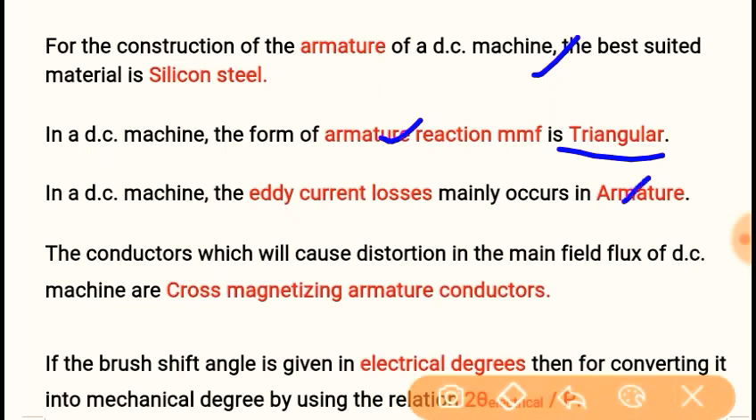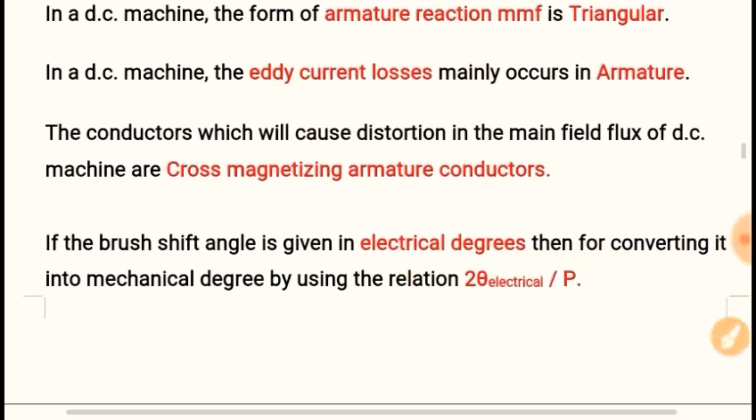In a DC machine, the eddy current losses mainly occur in the armature. This is also important. In a DC machine, the form of armature reaction MMF is triangular. The eddy current losses mainly occur in the armature. The conductors which cause distortion in the main field flux of a DC machine are cross magnetizing armature conductors.